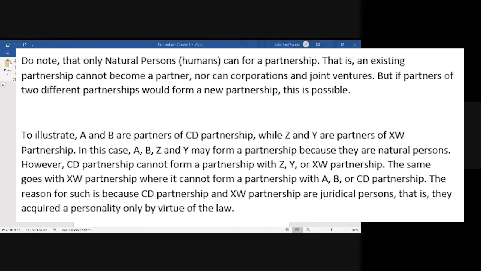So in this illustration, let's say partnership A and partnership B, can they form a partnership? No. But if A has three partners, B has two partners, and then they form a partnership as people, so not the partnerships combining, but the partners agreeing to form a partnership among themselves, that would be possible. But if two partnerships, say partnership A and partnership B, form a partnership, that's a no-no.